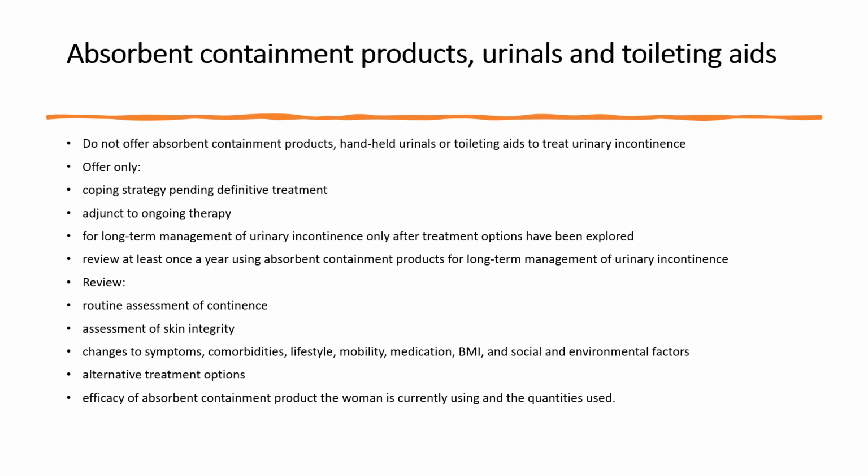Review at least once a year when using absorbent products for long-term management of urinary incontinence. Review should include routine assessment of incontinence, assessment of skin integrity, changes to symptoms, comorbidities, lifestyle, mobility, medication, BMI, social and environmental factors, alternative treatment options, efficacy of the absorbent products that women are currently using, and the quantities used.